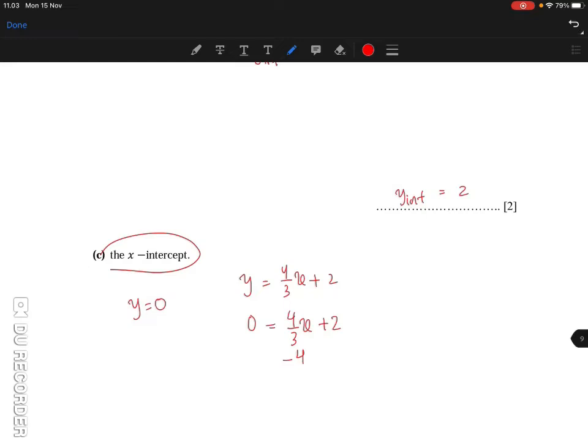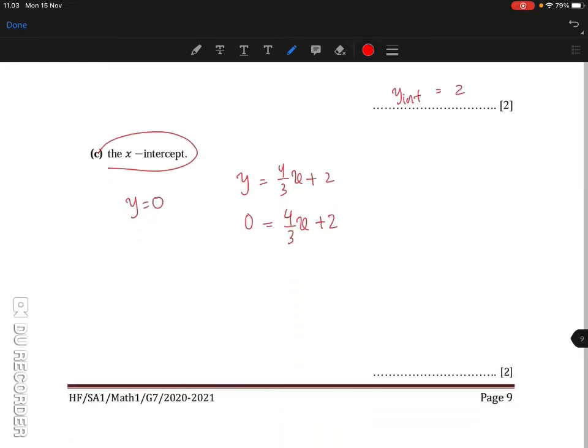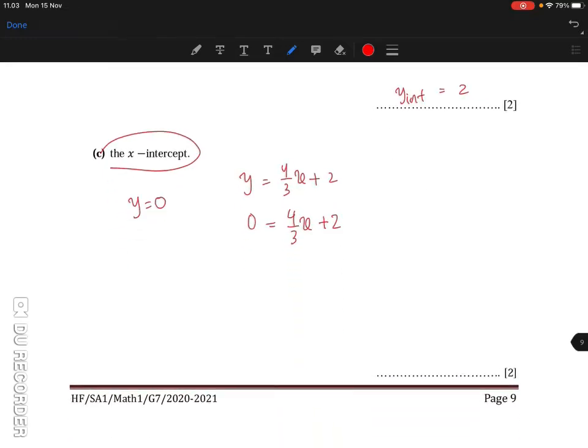Alright, I think that one is more difficult. Let's move this 2, or erase this 2, guys, by subtracting 2. So you will have negative 2, because 0 minus 2 is negative 2, equals 4 over 3x plus 0, right? Now if you want to leave it as x equals to something, it means you have to multiply it by 3 over 4.